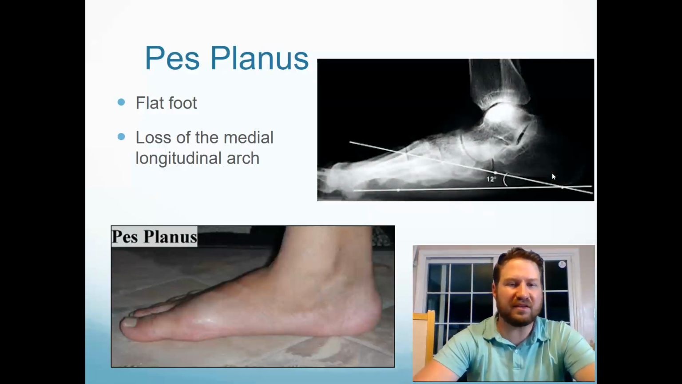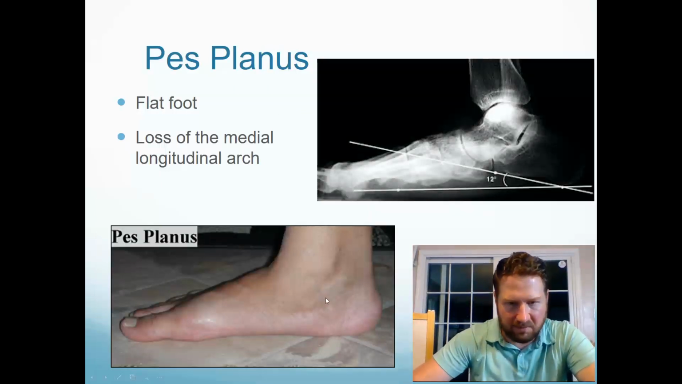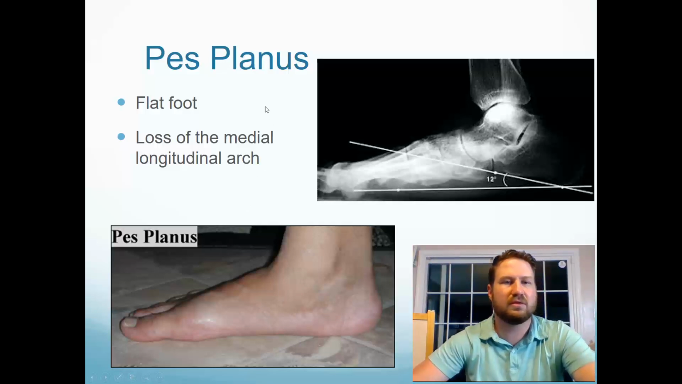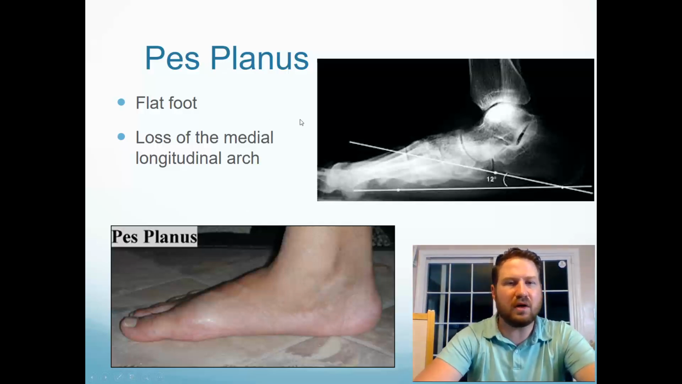Our pes planus is a flat foot, and that's not even a bad one. So there's your navicular and your talus. I've seen it where that thing is just compressed down to the ground. Loss of the medial longitudinal arch.